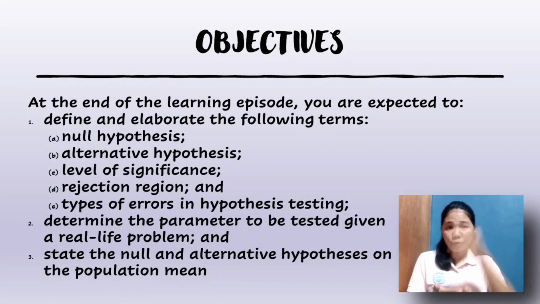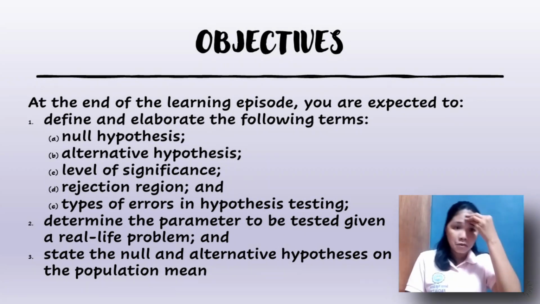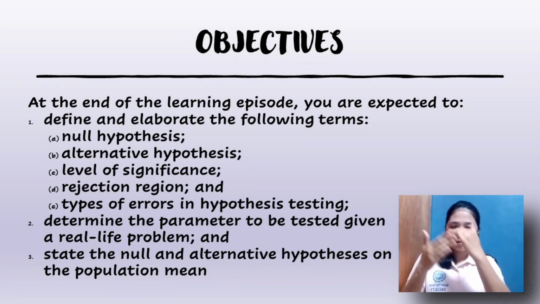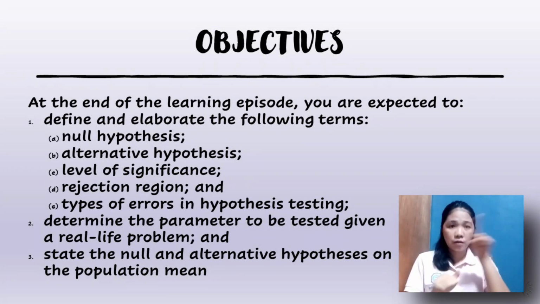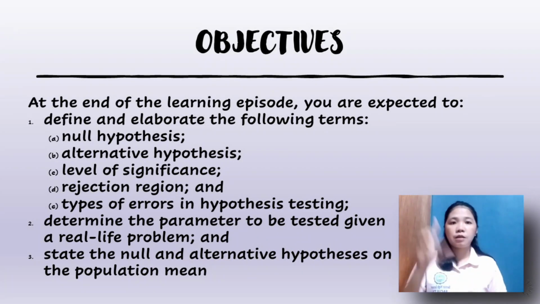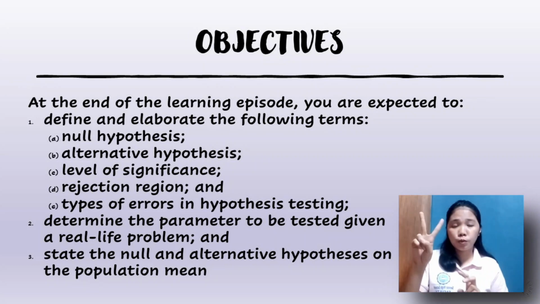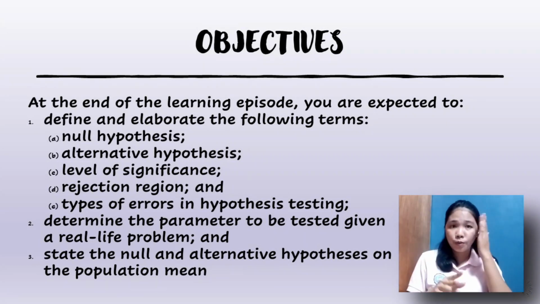Objectives. At the end of the learning episode, you are expected to: 1. Determine and elaborate the following terms: A. Null hypothesis. B. Alternative hypothesis. C. Level of significance. D. Rejection region. And E. Types of errors in hypothesis testing. Number 2. Determine the parameter to be tested given a real-life problem. And number 3. State the null and alternative hypothesis on the population mean.